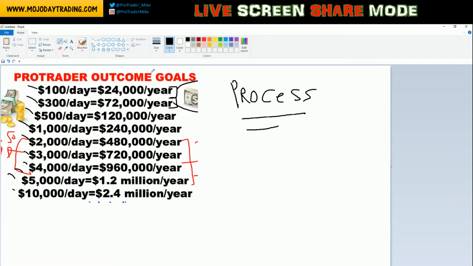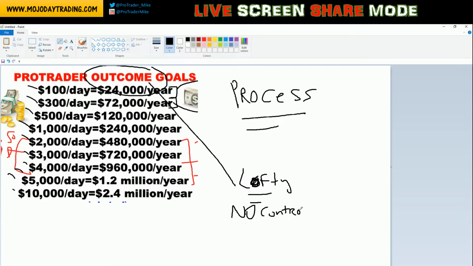Because your outcome goal, you're not in control of. It's lofty. The market is in control of that. You're not in control. You have no control of your outcome goal. But you do have control of your process. So let's see what people are putting in.